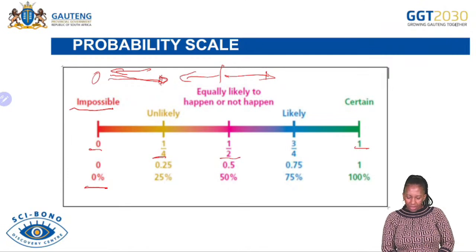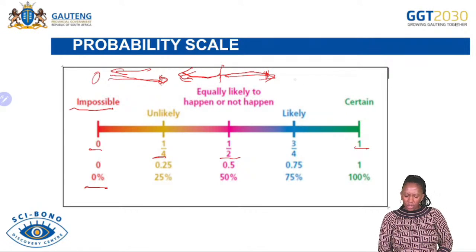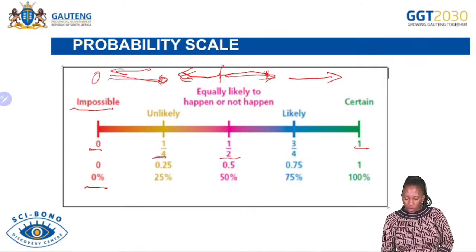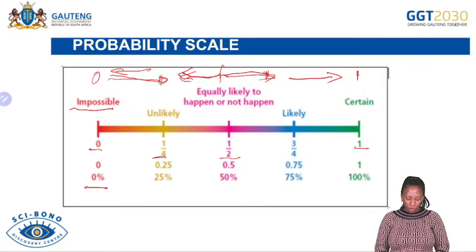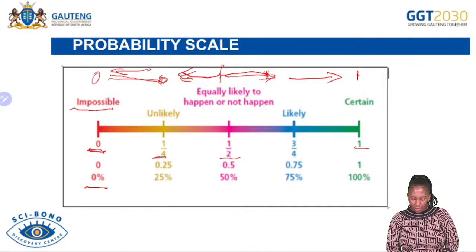And then with the 50-50 or half, then we say it can either happen or it won't happen. And then likely now, it's going to happen. It's going this way. That means it's getting to what? To certain, whereby it's going to happen now. It's going to 1, if we're talking about the scale of 0 to 1. So when we talk about 0 to 1, as you can see here, we say 0 is impossible.